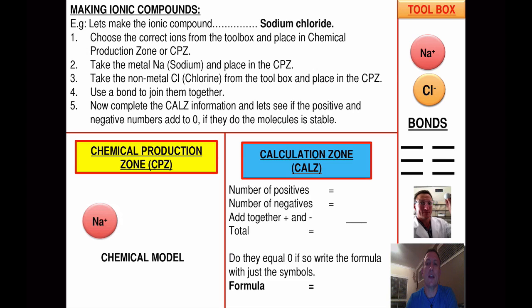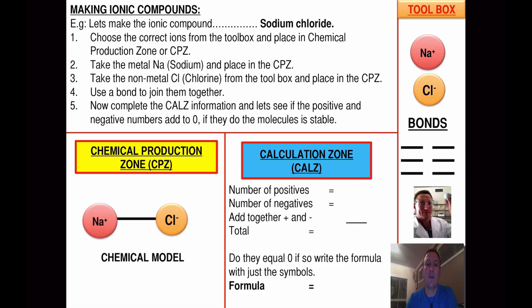Great. Okay, so the next thing we need to do is add our anion. Now our anion in this case is chlorine. Basically it's given the salt name chloride. So copy and paste the chlorine from the toolbox and place it in the CPZ. Great job. Okay, so what we now need to do is join them together. They're joined together with a chemical bond, just a black line.